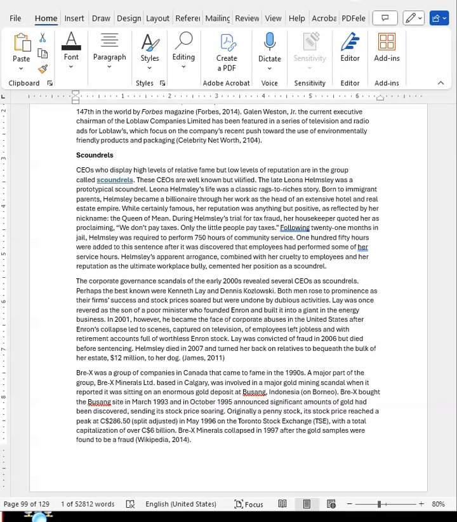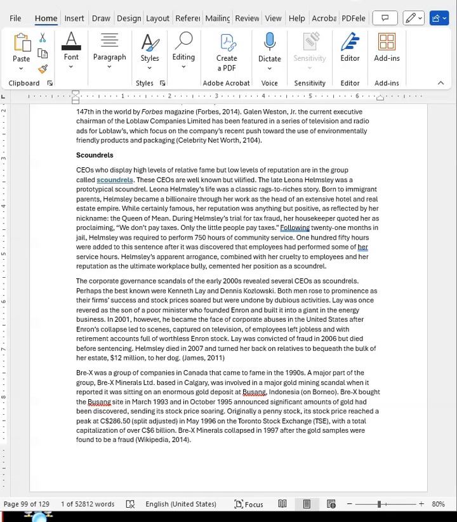Originally a penny stock, its stock price reached a peak at 286 Canadian dollars and 50 cents, split adjusted, in May 1996 on the Toronto Stock Exchange, with a total capitalization of over 6 billion Canadian dollars. Bre-X Minerals collapsed in 1997 after the gold samples were found to be a fraud. (Wikipedia, 2014).